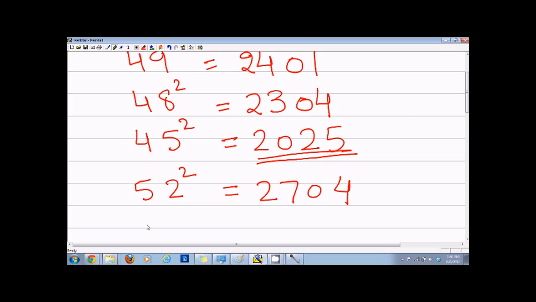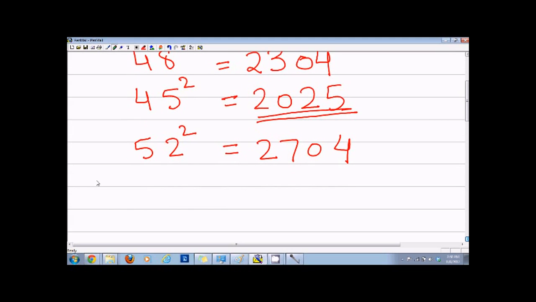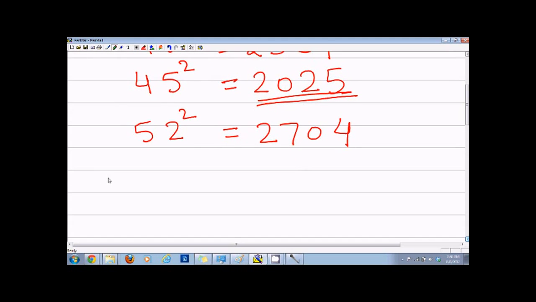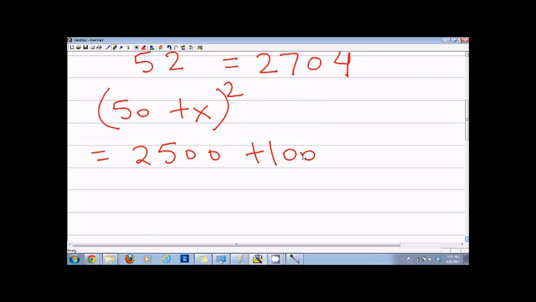This is not magic, so I can show you how I come up with this trick. Let's say I have a number which is close to 50, so we have 50 plus x and we take the square. So (50 plus x) square will be equal to 2500 plus 100x plus x square.